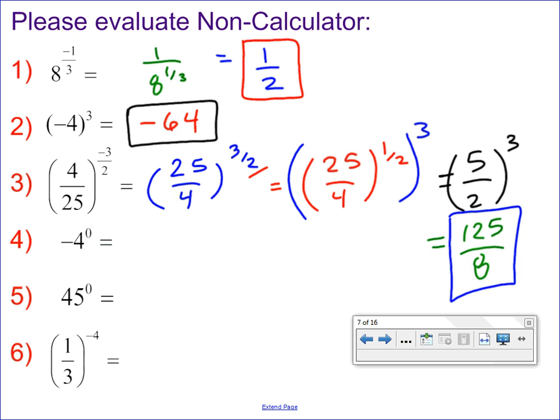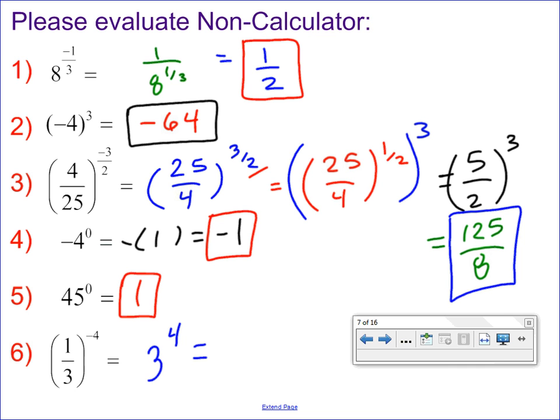So guess what? Number 4 is -1, and I wrote that again with parentheses as optional, just so you can see we have to apply that exponent first. So -1 is number 4. Contrast that with number 5. Number 5 is absolutely positive 1. Flip the base, raise to the positive exponent, 3 to the 4th, 81.